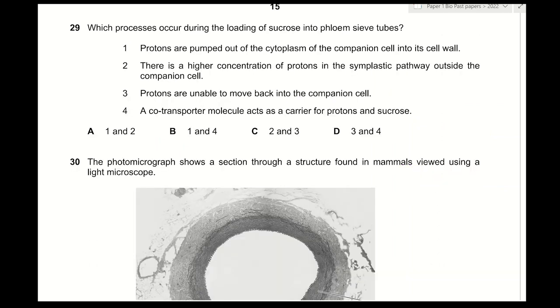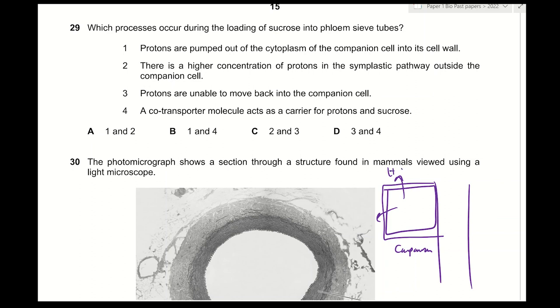Question number 29, which processes occur during the loading of sucrose into phloem sieve tubes? Now let's quickly outline the process of loading of sucrose. So the last question was unloading, now here we're doing the loading of sucrose. Now, let's start with the companion cell and the phloem sieve tube elements. What happens is that the companion cell starts off by pumping hydrogen ions by proton pumps outside to its cell wall. So this is the companion cell, and it pumps hydrogen ions to its cell wall by proton pumps, and this is an active process that requires ATP. Then what happens is that sucrose synthesized by adjacent mesophyll cells is also present at the outside. Then both the hydrogen ions and the sucrose go back into the companion cell through something called a co-transporter protein at the cell surface membrane.